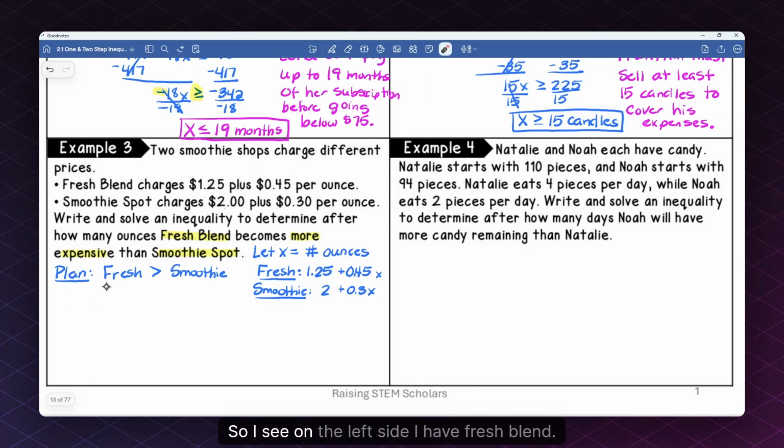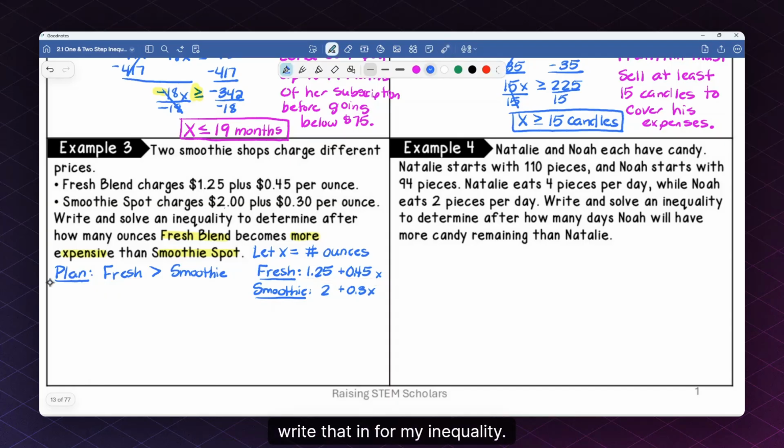So I see on the left side, I have Fresh Blend. So I'm going to take this part and write that in for my inequality. I have 1.25 plus 0.45x. At some point, that will be the more expensive option versus Smoothie, which is $2 plus 30 cents. Okay, now we can compare those.